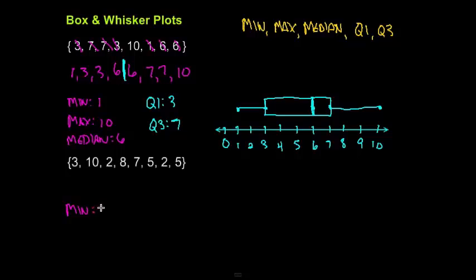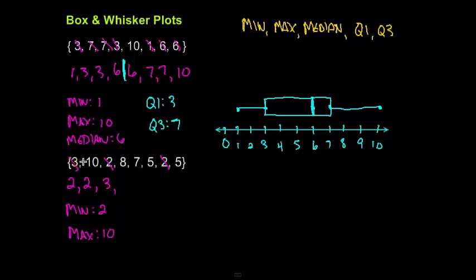I'm going to leave a little space here so I can put them in order in a little bit. Then the maximum is the largest one. That's also 10. My maximum is 10. Then I need to find the median, so I have to put them in order. So let's go ahead and do that. So we have 2, 2.